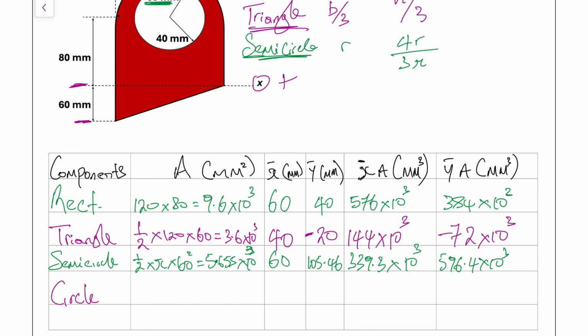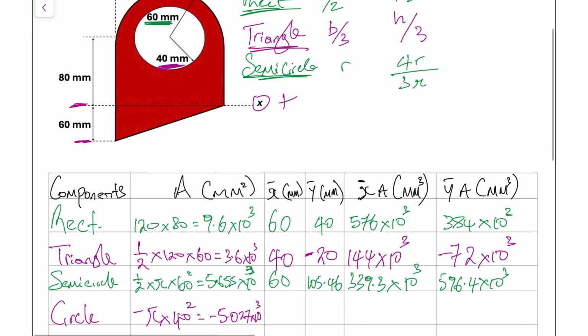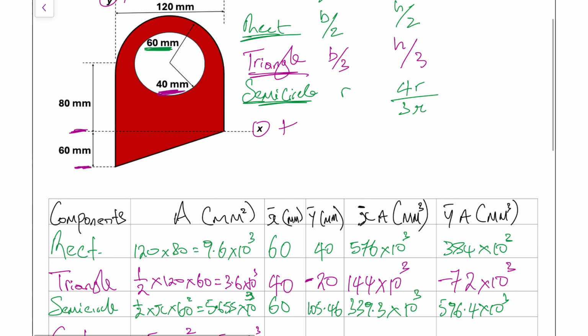And for the circle, it's pi r squared, and we can see where that radius there is 40 mil. So we're going to have minus pi times radius squared, so 40 squared, and the minus is because that shape is cut out. So what we get for this is negative 5.027 times 10 to the 3. So I'll go back up just to analyze the x bar, y bar for the circle.